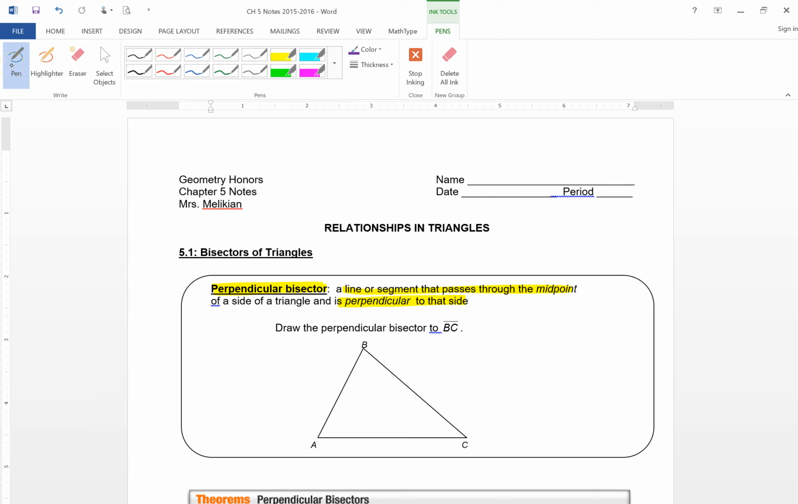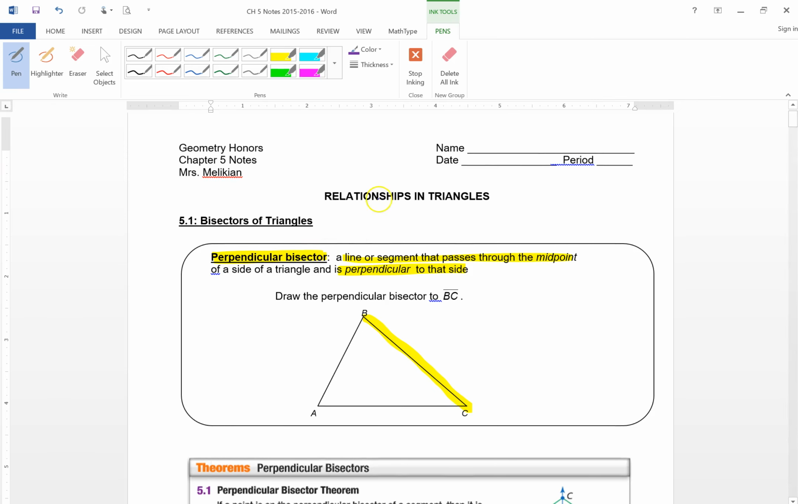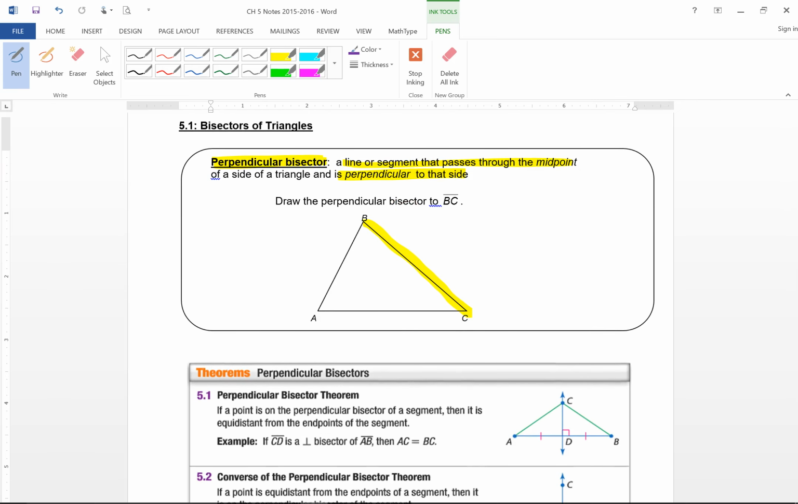So here it says draw a perpendicular bisector to BC. Where is BC? That's this side here. And if I want to draw the perpendicular bisector of this, well, bisector means it's going to pass through the midpoint. So first you have to locate the midpoint, and suppose that's the midpoint right there. Now your bisector is a line, or a ray, or a segment that passes through this and is perpendicular.